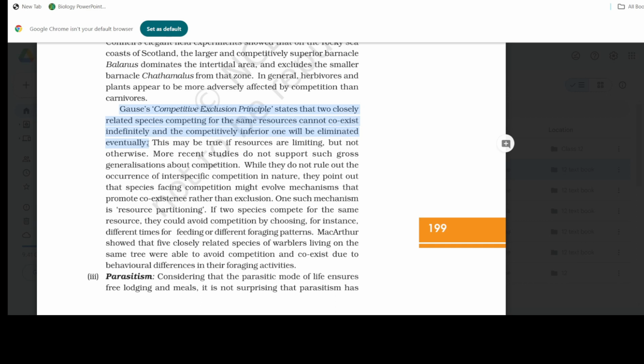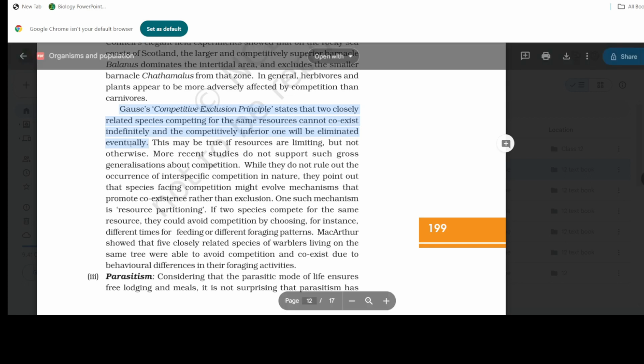That is, two closely related species competing for the same resource cannot coexist indefinitely, because the competitively inferior will not be getting that resource, and there is a chance for them to get eliminated. So that's what Gause's competitive exclusion principle states.